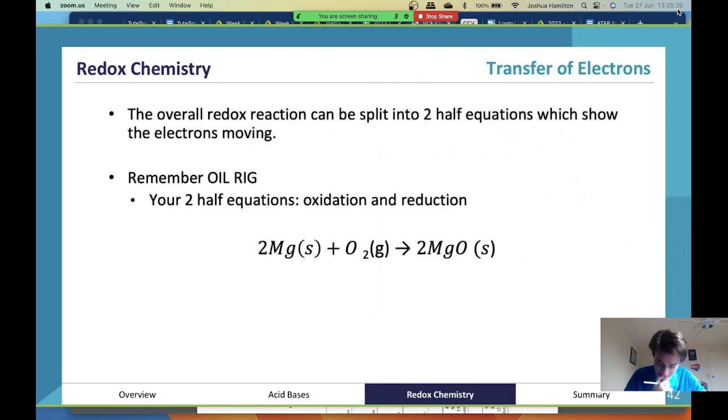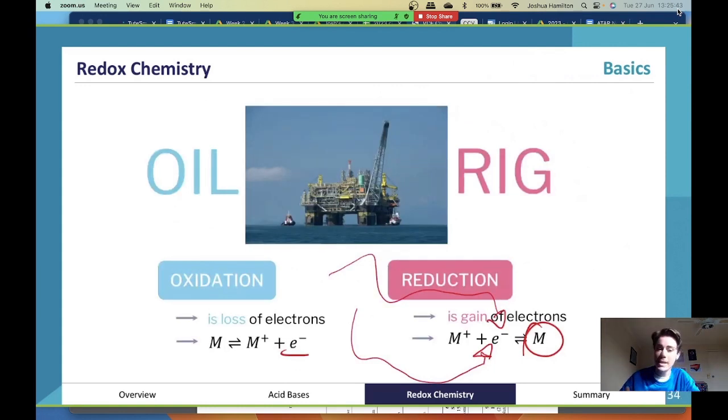So, the overall redox reaction, as you can see here, we've got magnesium solid plus oxygen gas goes to MgO, and it can be split into two half reactions, which show the electrons moving. Remember OIL RIG? There are two half equations. We have oxidation and we have reduction. Remember the general formula that I showed you, all the way back here? These are what we refer to as half equations.